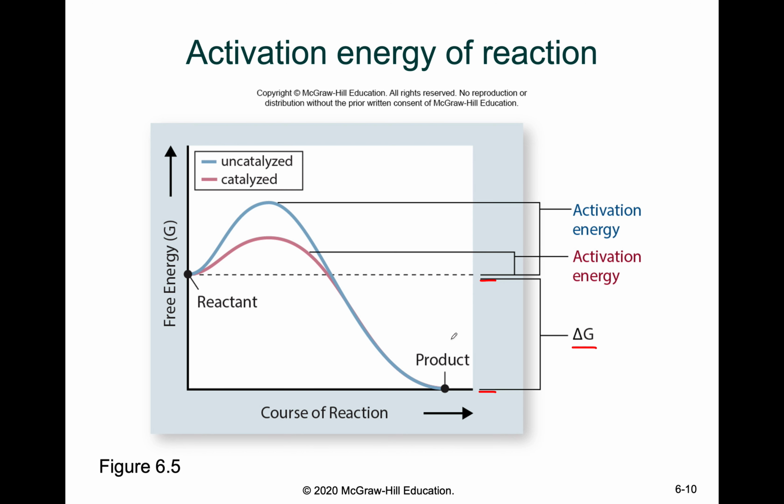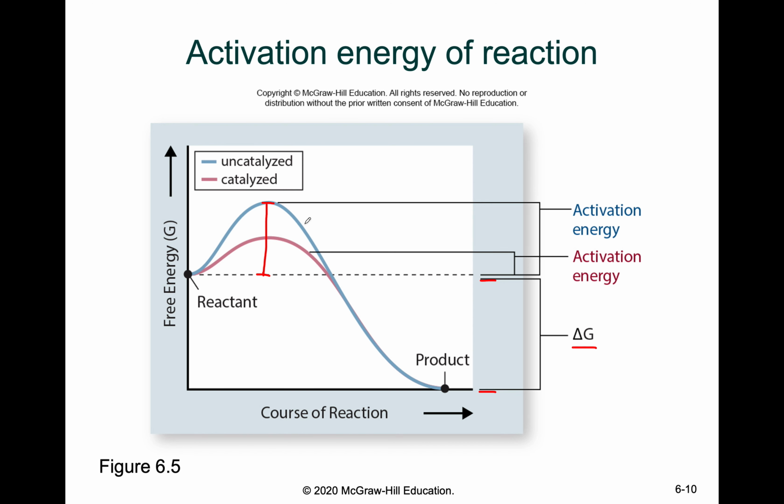Now, one thing you may notice is this hump right here. So from where we start and to where we need to be, this is called activation energy, okay, here in blue. So this activation energy tells us the amount of energy that we need to overcome in order to get up to where we need.